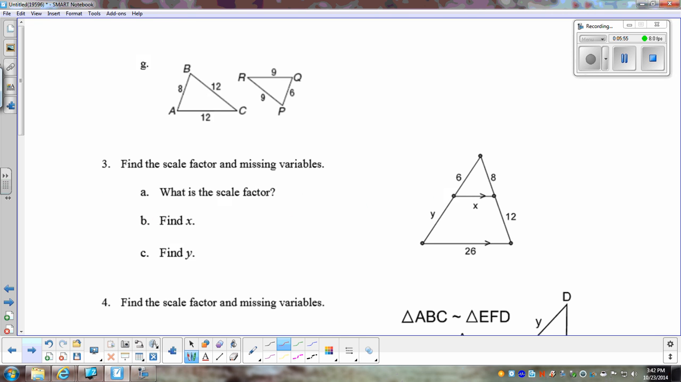G. I have some congruent pieces here. I know that the small piece of my big triangle is 8. The small piece of my little triangle is 6. And so 8/6 simplifies to 4/3.